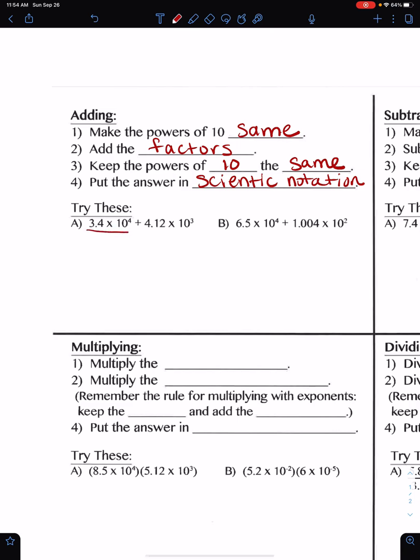We have 3.4 times 10 to the fourth plus 4.2 times 10 to the third. Well, those powers of 10 are different. The first one has a 4 and the second one has a 3 for the exponent. So first we want to make them the same. How do we do that, and how do we know which one to change? First of all, it doesn't matter which one you change, you'll get the same answer. So let's just go ahead and make this one have a 4. So we'll keep this the same.